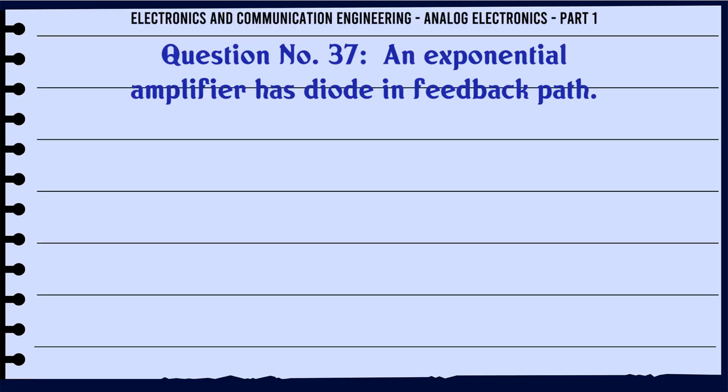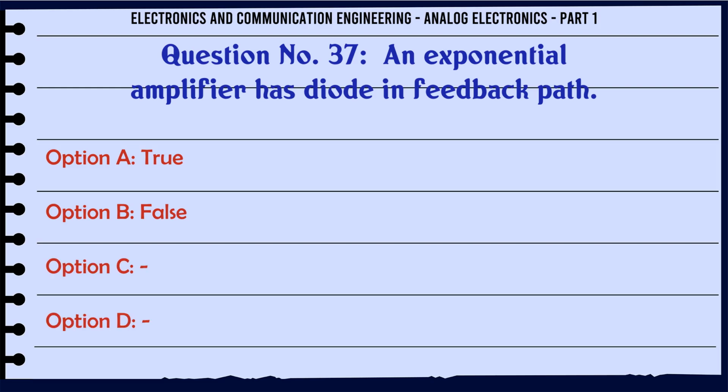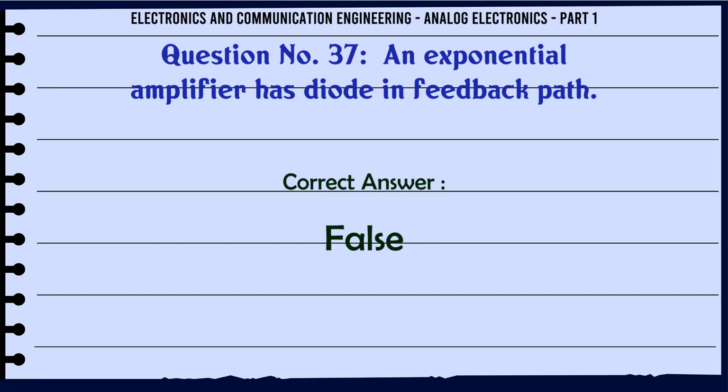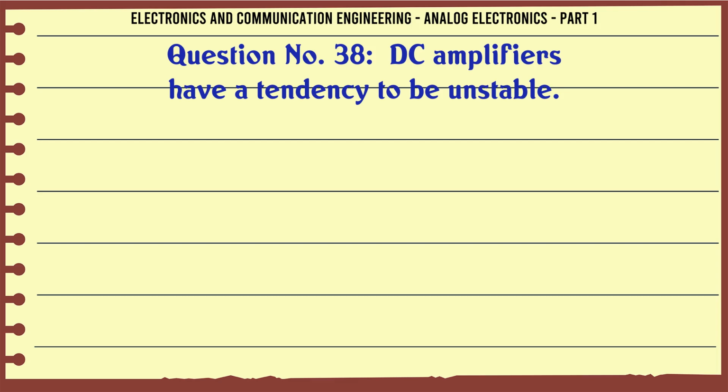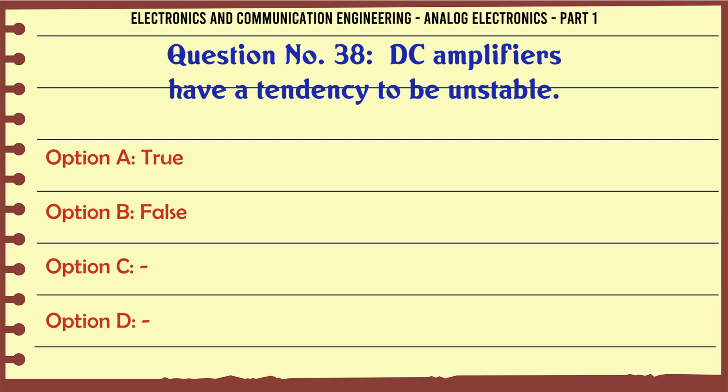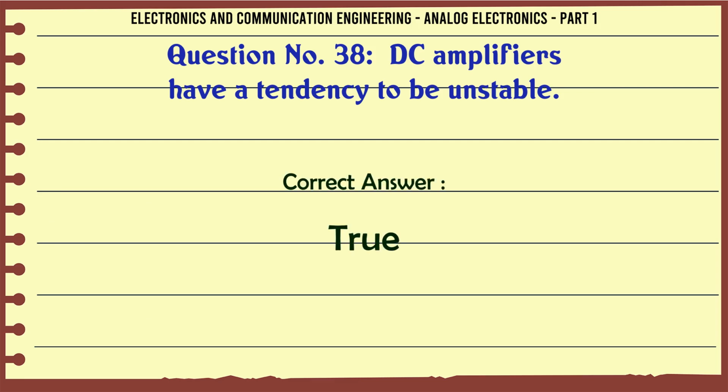An exponential amplifier has a diode in the feedback path. A. True, B. False, C. D. The correct answer is false. DC amplifiers have a tendency to be unstable. A. True, B. False, C. D. The correct answer is true.